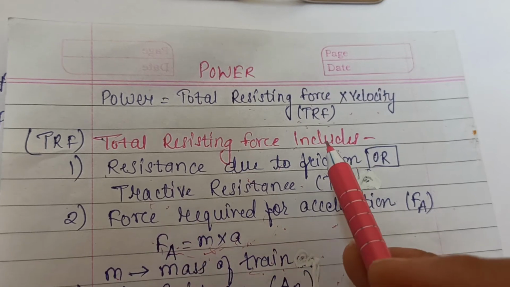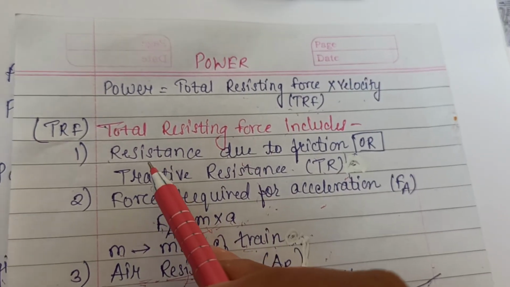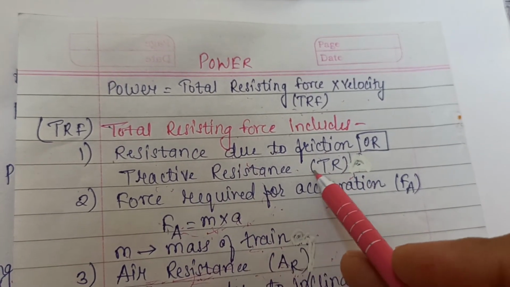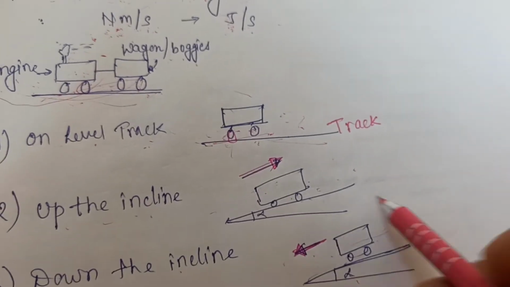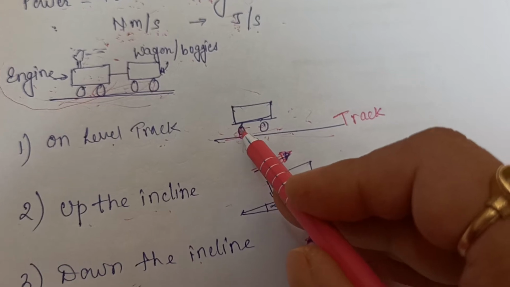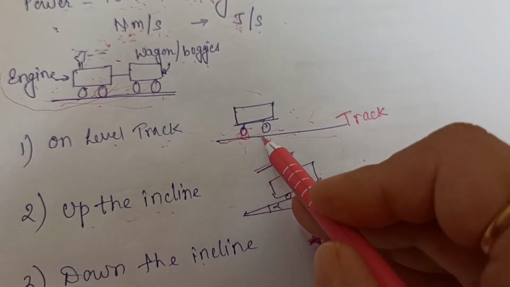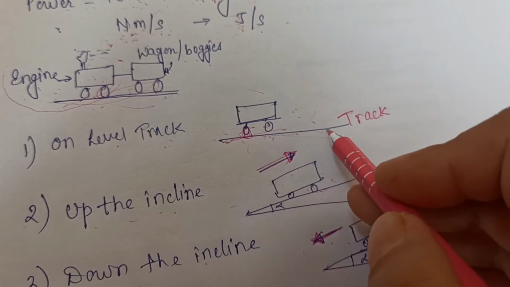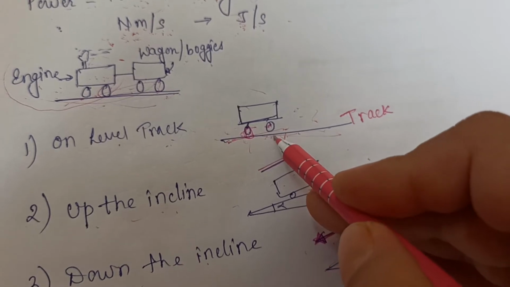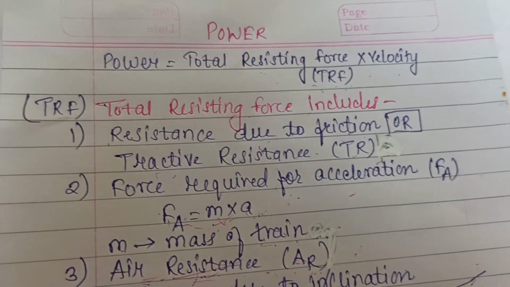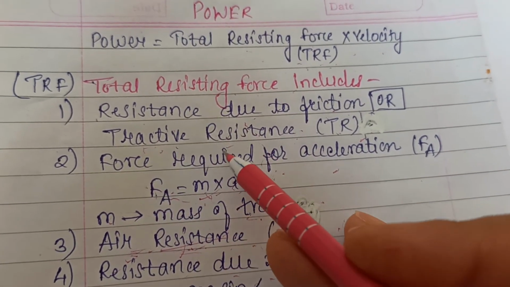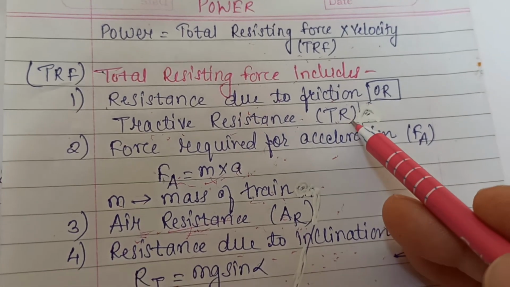Now this total resisting force includes four types of forces. One is resistance due to friction, which is called tractive resistance. In short, it is written as TR. Now what is this? When the train will be moving on a level track or on any inclined surface, there will be contact between the wheels of the train and the surface, or the track. So there will be a contact between the wheels and the track, and friction is produced between these two. That is nothing but called resistance due to friction or tractive resistance. Tractive resistance means resistance between the track and the wheels.